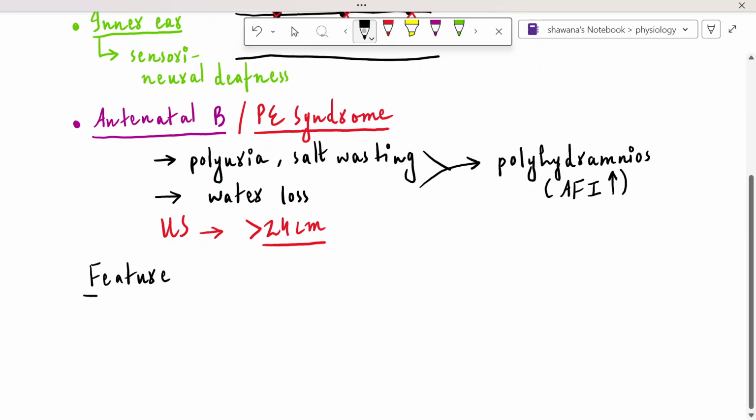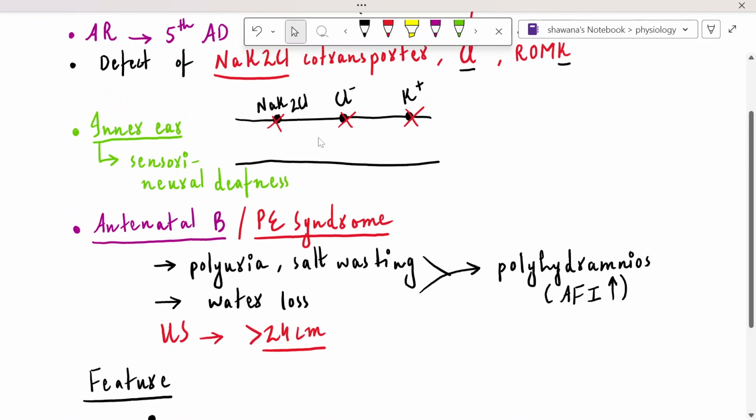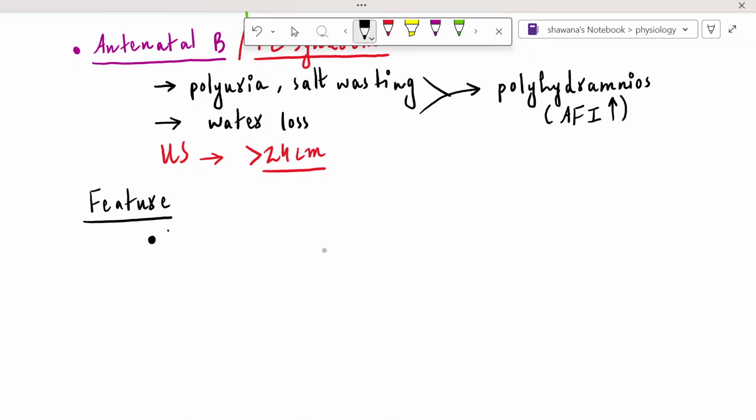The features of Bartter are like failure to thrive, because you know that 60% of the body consists of water, but if these channels are not functioning, they will lead to salt wasting, they will lead to water loss as well, right? So water loss leads to failure to thrive. And the mother may complain that my baby is not gaining weight, so that means the failure to thrive condition. The second is the dehydration.